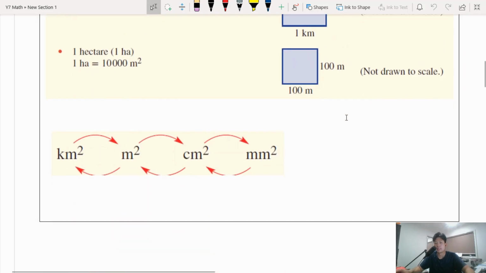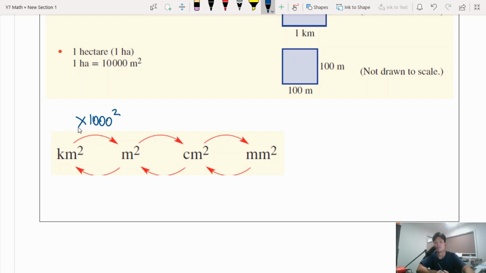Alright, so one key technique that we'll all need to take away from this lesson is the ability to convert between these metric units of area. So we have kilometers squared, meters squared, centimeters squared, and millimeters squared. This is going to be exactly the same flowchart as Mr. Daffy's, but we're just going to add the squares on top now.